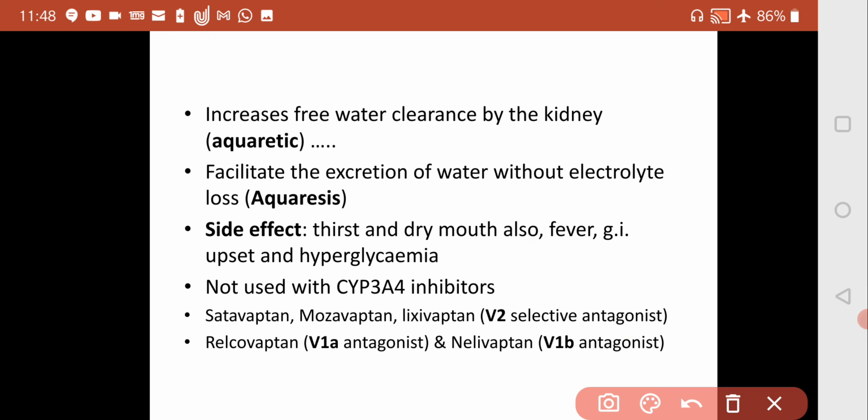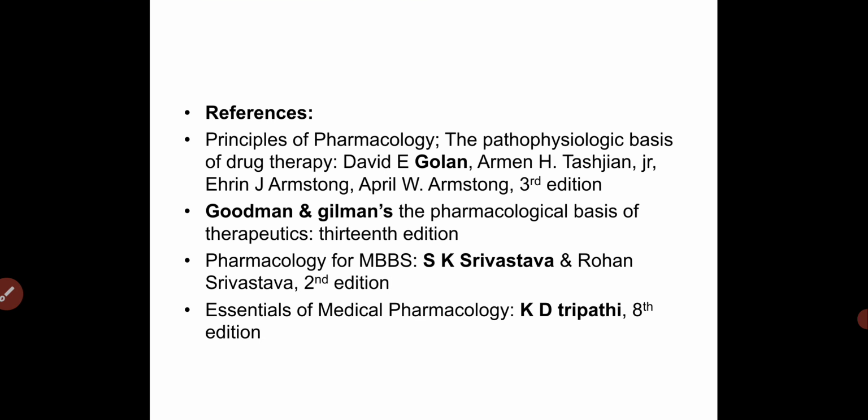Then there is the V1A antagonist and the V1B, also called V3, receptor antagonist. Nelivaptan and relcovaptan: try to remember these. Nelivaptan is a V3 receptor antagonist, and relcovaptan is a V1A or V1 receptor antagonist. All the rest are V2 receptor antagonists, and conivaptan is a mixed antagonist, along with tolvaptan. So this is about the V2 vasopressin receptor antagonists, and these are my references for this video.